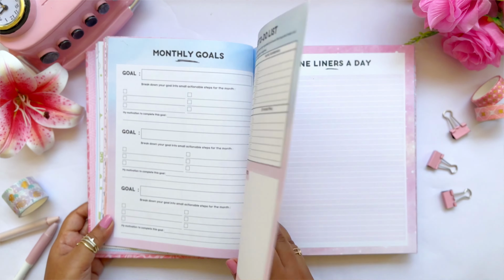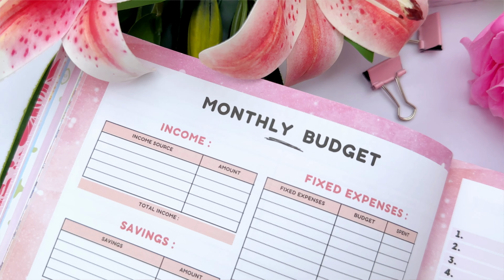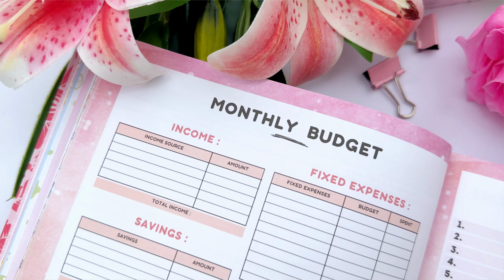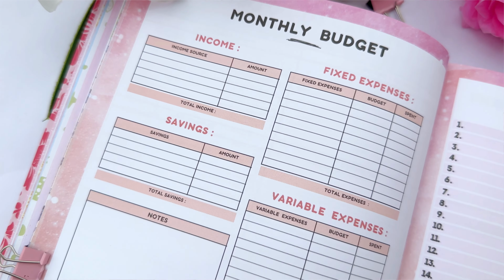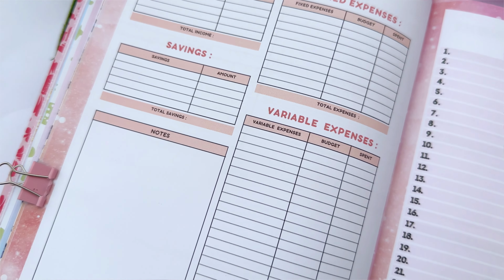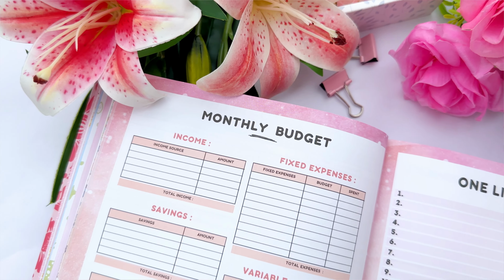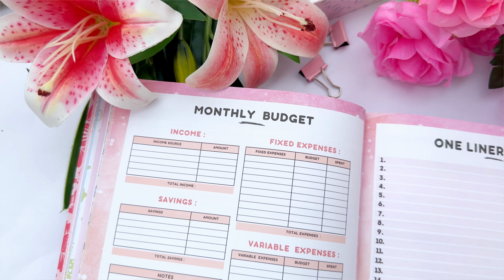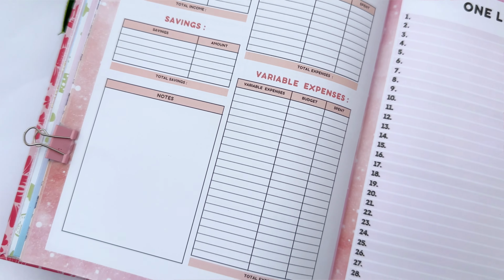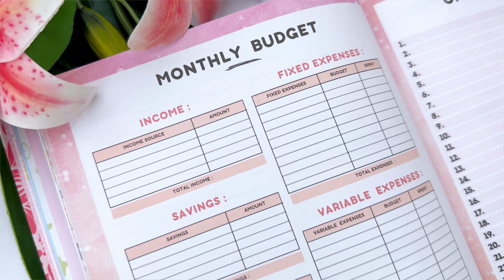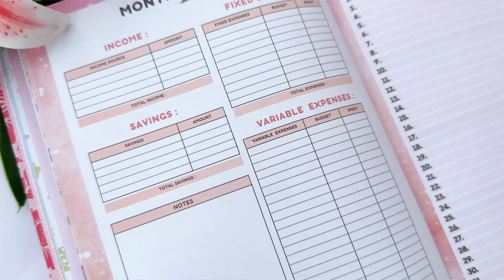Moving on to the next page is the monthly budget section. So this is definitely a dedicated page for doing your monthly budget. Starting with, you can write down your income for the month. You can have multiple sources of income, so I have given you 5 to 6 spaces to write down your income. Then you can write down your expenses. It is divided into fixed expenses and variable expenses. Next to that, you have this section to write down your savings for the month. If you are doing any savings for that particular month, you can keep track of that here.